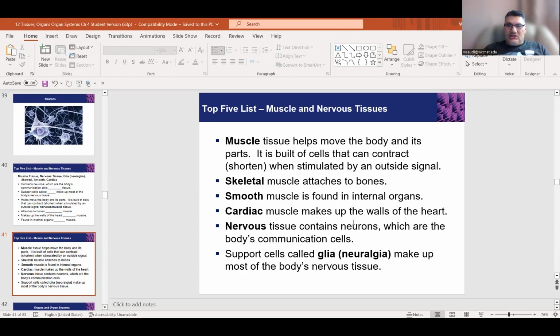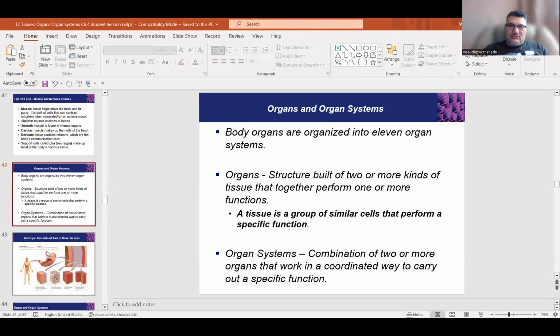Nervous system contains neurons and glia, or neuroglia. Neuroglia are 90%, help and support. So this is for the tissues. We finished the tissues, okay?